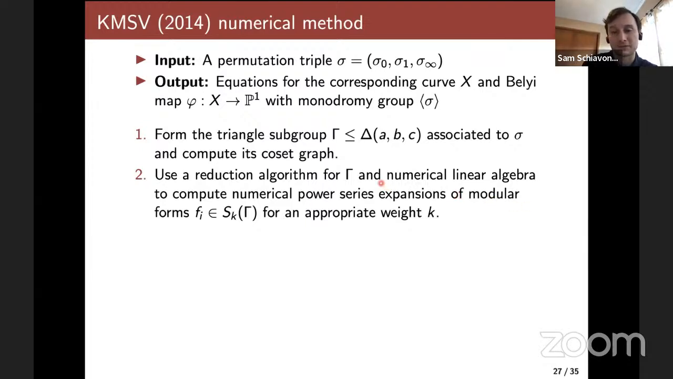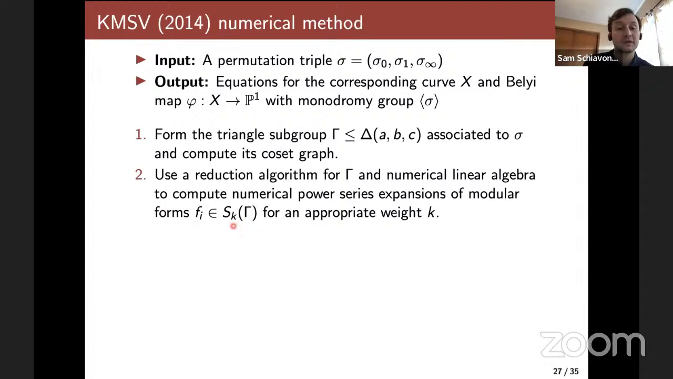And I'll emphasize here again, everything is numerical in this step. We're really dealing with floating point numbers. We start out with exact data, these combinatorial data, these permutations, and we're going to end with exact data too, but we're going to pass through these numerical steps in the middle.